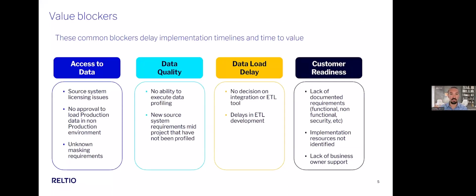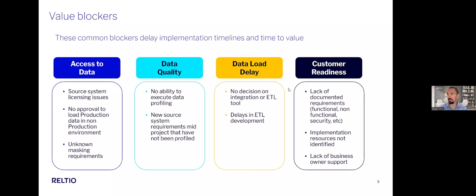So most common items that are missed in this preparation will slow your implementation and cause you to miss value, which we're all here for, right? As Rakesh was highlighting: access to that data, source system licensing issues, not having approval, unknown masking requirements. Data quality, so no ability to execute on that profiling. New source system requirements mid-project, so making sure we prepare for those. Data load delays, not having a decision on that integration path or ETL tool.